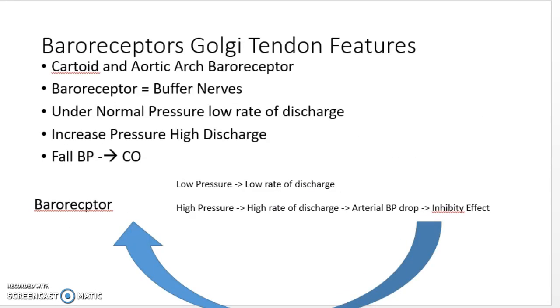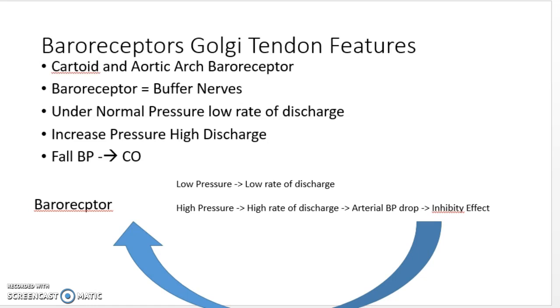The next thing is baroreceptors, what is their pathway, what is their functioning? In terms of that, well, they have a Golgi tendon functioning. So what does this mean by Golgi tendon functioning? Well, when there is high pressure, that means there will be a high rate of discharge. When there's low pressure, there will be a low rate of discharge.